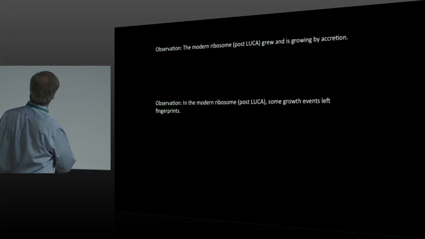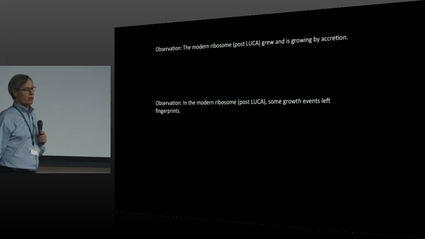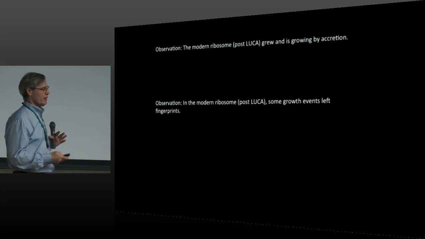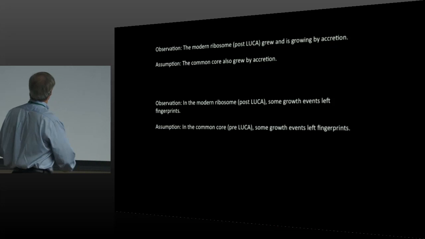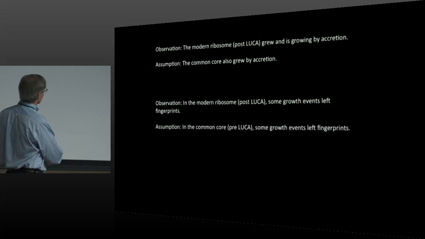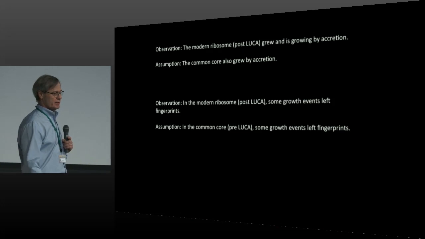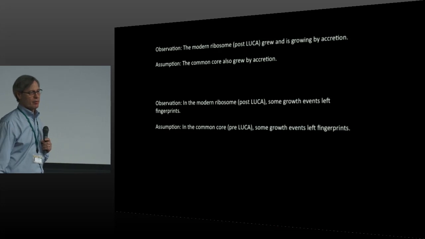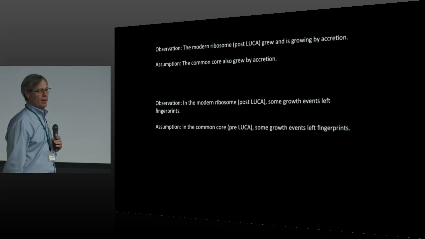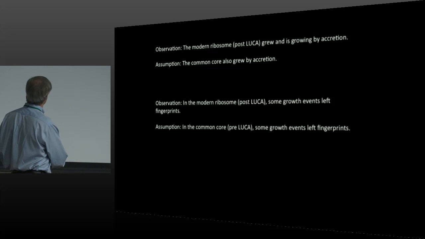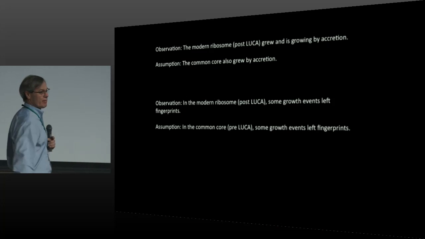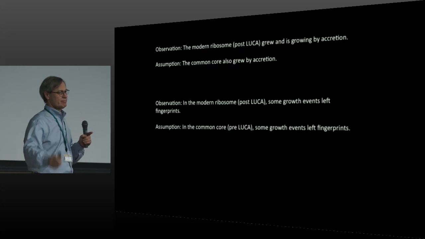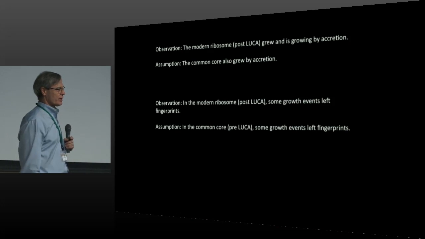We know that when growth events occur, some of them, not all of them, but some of them leave fingerprints. Okay? So this is what we know. And then these are our inferences. So we are assuming that the common core also grew by accretion. Now, we don't know that because we can't watch it the way we can watch eukaryotic ribosomes, but we're just assuming the process is continuous. And we're also assuming that in the common core, growth events left fingerprints. So we're just assuming a kind of continuity. If our assumption is wrong, then it's wrong. But I just want to be clear about what our assumptions are.